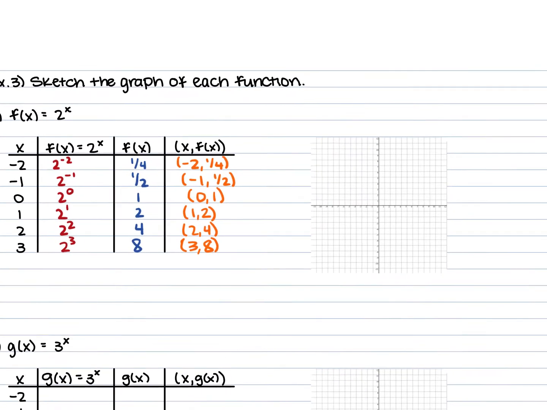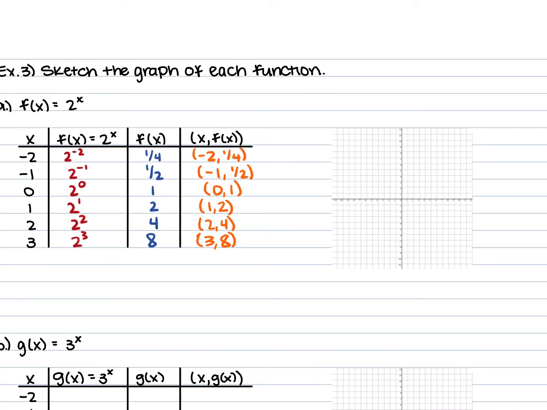So if we go to graph these ordered pairs on our coordinate plane, we're just going to have negative 2, 1/4, which is going to be about here, then negative 1, 1/2, 0, 1, 1, 2, 2, 4, and 3, 8. From here, we just have to draw our line through these points. You'll realize that that line is going to get very, very close to that x-axis, but not go through it, and go up as it moves to the right.